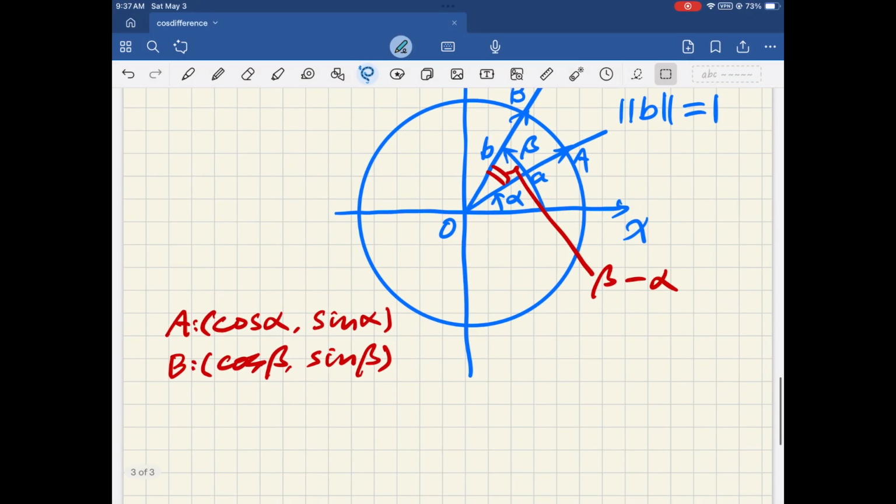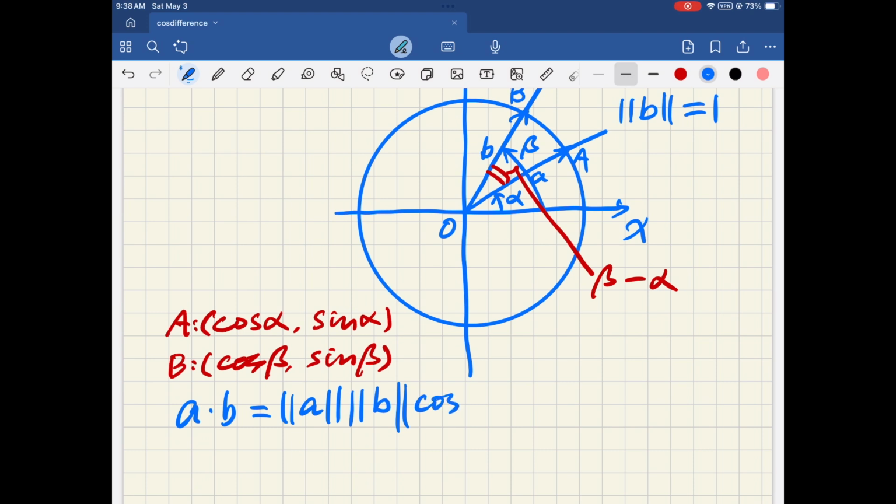Now, we introduce our key tool, the dot product, or scalar product, of two vectors. The beauty of the dot product is that we can calculate it in two different ways. First, the geometric definition. The dot product of A and B is the product of their magnitudes multiplied by the cosine of the angle between them. So, A·B equals |A||B| cos(β − α).